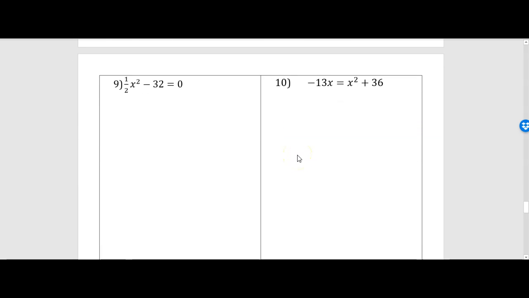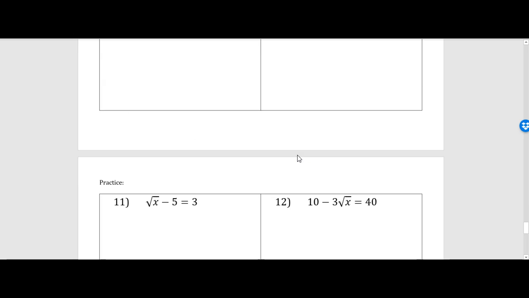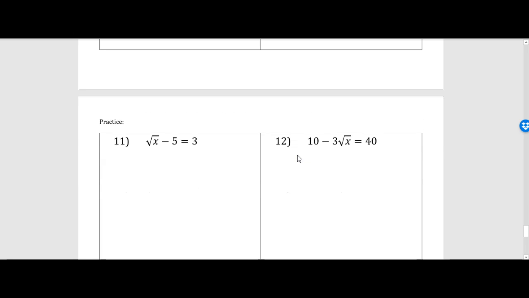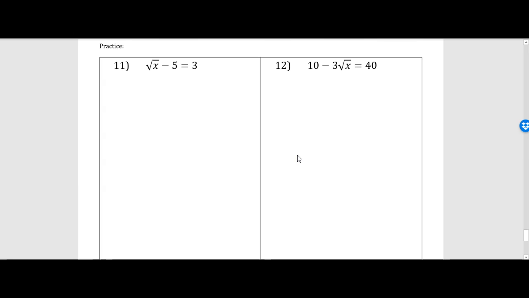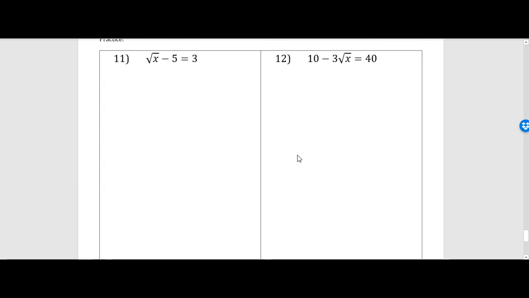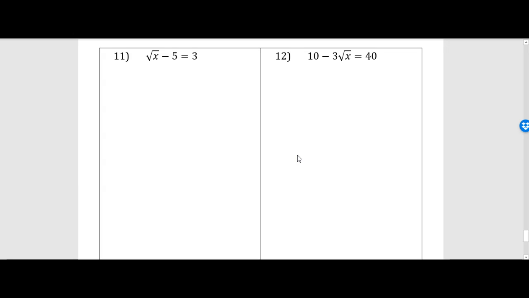Okay, so we come down here. Let's do one more. Let's do number 12, and that'll take us to about 20 minutes. Okay, so number 12 has a radical, and like we mentioned in the radical problem up above, we need to get the radical by itself before we do any squaring to either side. So the first thing that I'm going to do is subtract 10 from both sides. So I'm going to get negative 3 times the square root of x on the left is equal to 30.